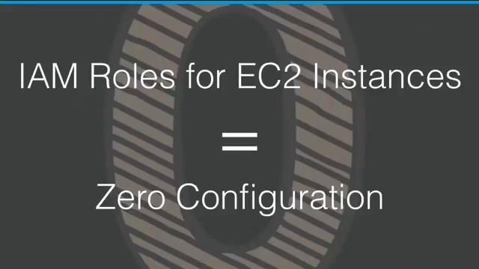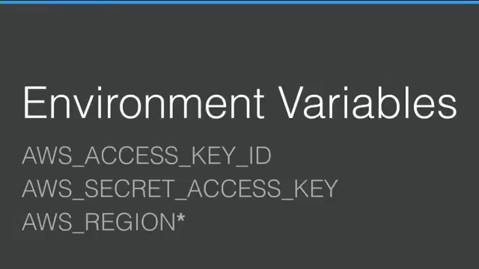So like I said, if you're using IAM roles for EC2 instances, all of this stuff is free. It's basically a zero configuration setup. You don't have to do any configuration when you load the SDK on the EC2 instance. If you're using environment variables, these are some of the environment variables you can use to set up the SDK. That's the access key at the top. You can get the secret access key, and you can also set the region as well.